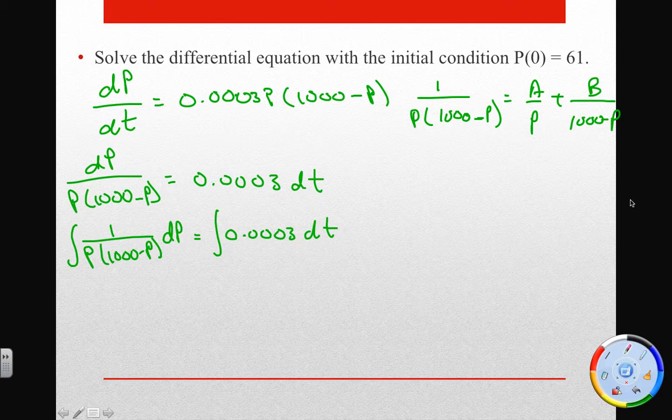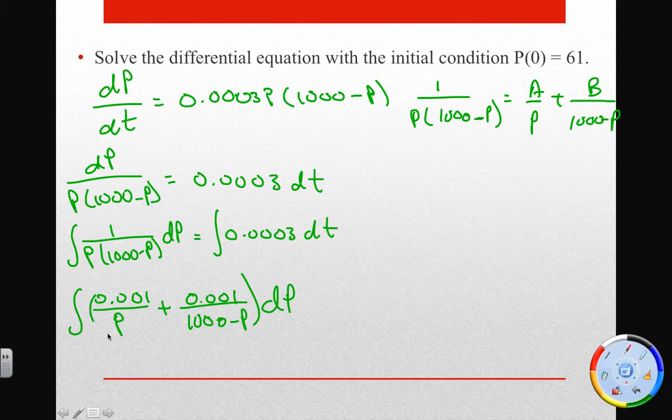Now, again, because I'm using a textbook version, I'm going to speed this process up a little bit. I end up getting 0.001 over p plus, again, 0.001 over 1000 minus p dp. I'm laughing at myself here. Integral of 0.0003 dt. Okay, so this looks ugly.